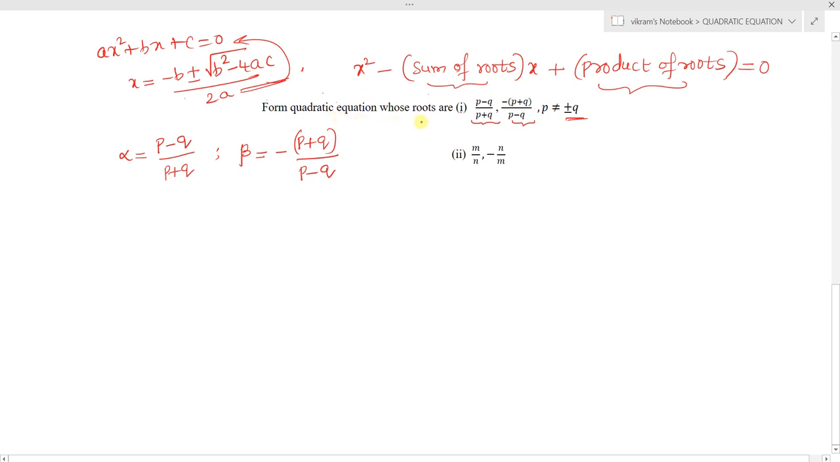Now he is asking us to form the quadratic equation. Now we will find the sum of the roots. We are considering the first root as alpha, and the next root as beta.